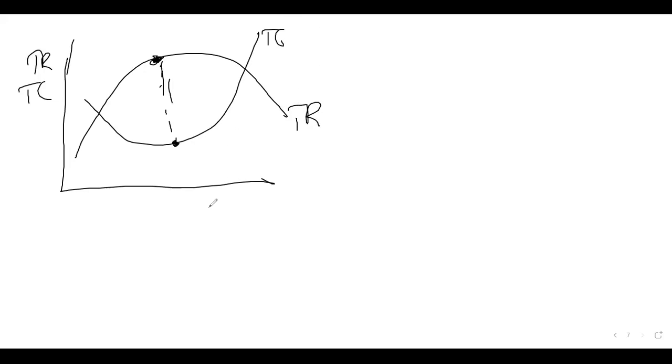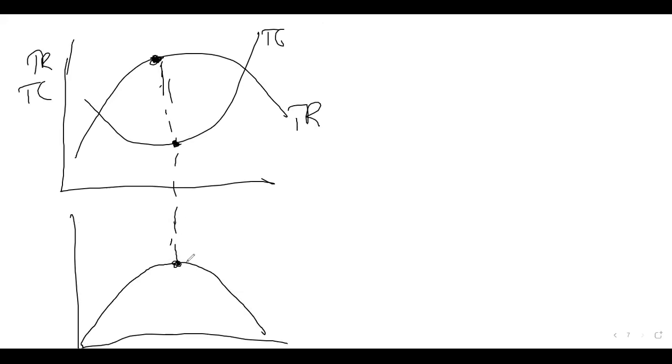Okay. So the maximum total revenue and then the minimum total cost, that is when we will maximize our profits. So if I want to do a profit curve, this is the point where we will maximize our profits. Okay. All right.